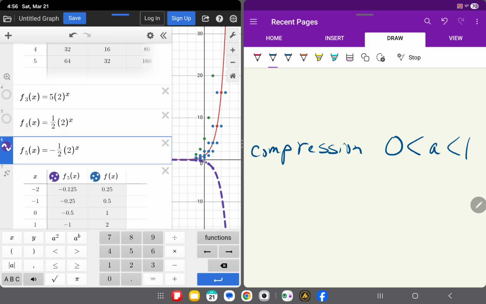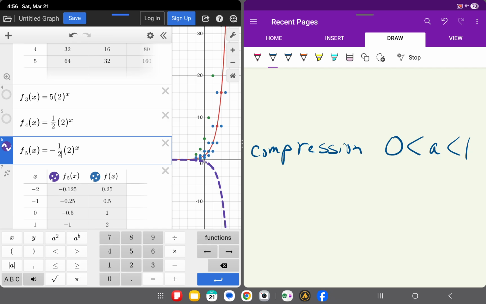So if we have a negative, it's going to be reflected across the x-axis, and then we see it still has those same characteristics as if our number was positive or negative. If it is a number between 0 and 1, it will be a compression. It's not going to grow as quickly.